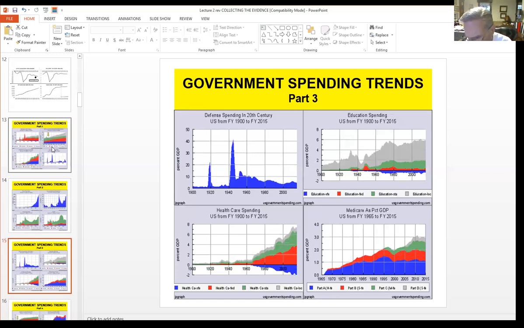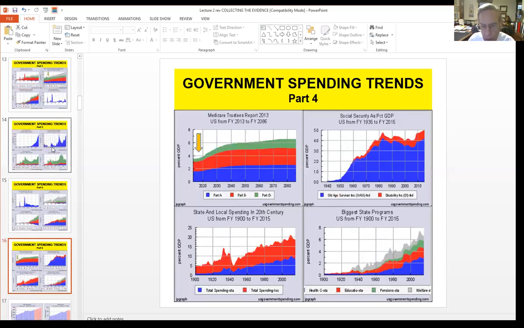We can see over on the right, Medicare, Part A, B, C, and D. And no surprise there, it's going up quite rapidly. And again, these two on the bottom are mandated. They are required by law. So the government, until it changes the laws, can't change the rate at which those expenditures grow. It's a real problem, isn't it?